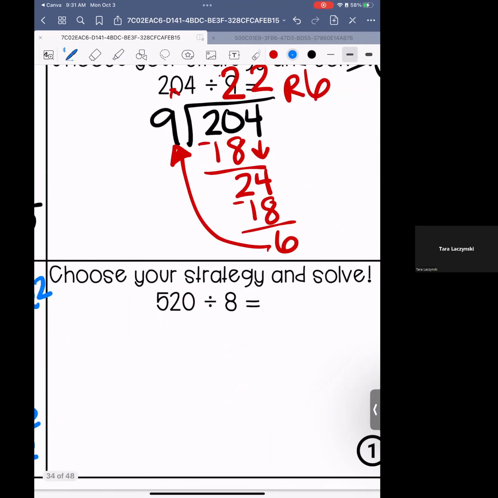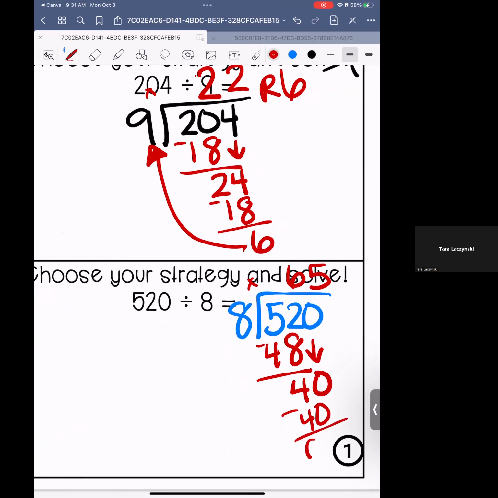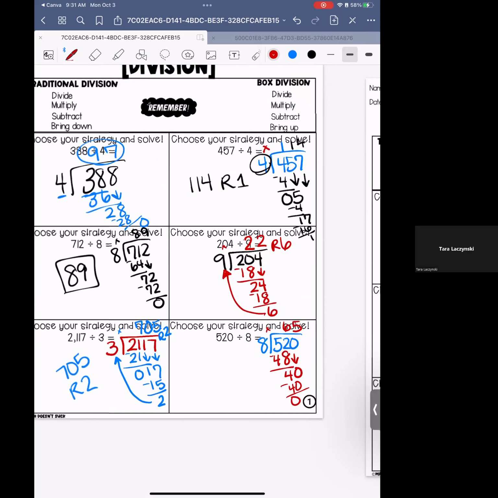Last one for this page, 520 divided by 8. 8 does not divide into 5, but it does divide into 52 6 times. 6 times 8 is 48. 52 take away 48 is 4. Bring down my 0. 8 goes into 40 5 times. 5 times 8 is 40. 40 take away 40 is 0. That is the end of page number 1.